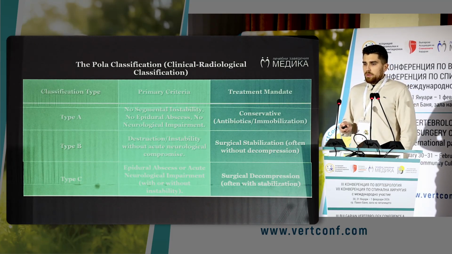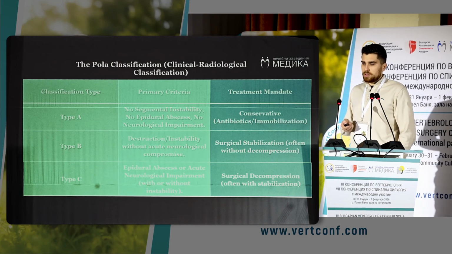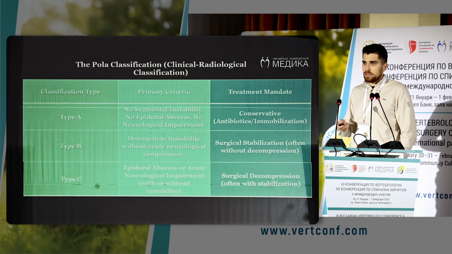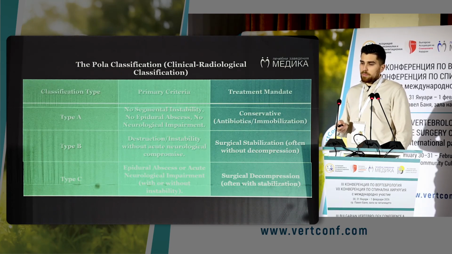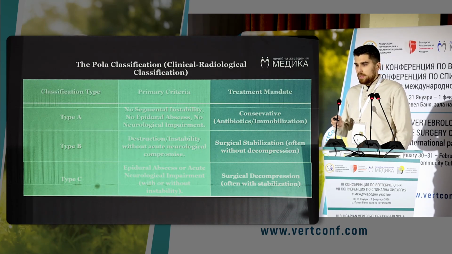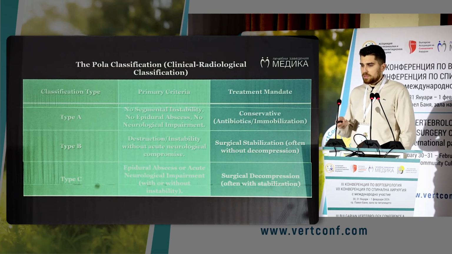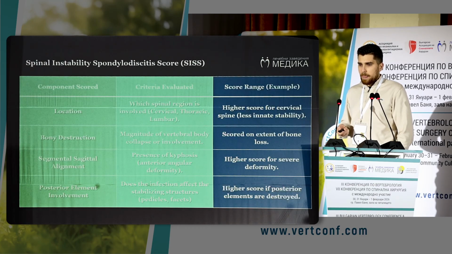The next one is the POLO classification, which is a clinical radiological classification with 3 types of patients. Type A patients are indicated for conservative therapy with antibiotics and immobilization. There is no segmental instability, no epidural abscess, and no neurological impairment. Type B patients are indicated for surgical stabilization, and type C patients, surgical stabilization often with decompression.